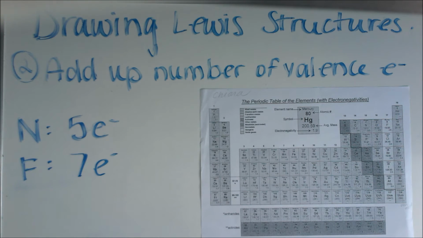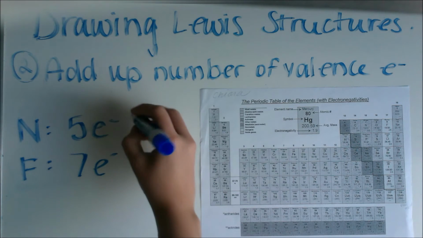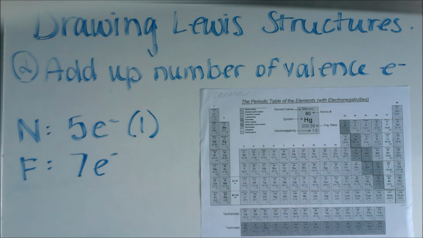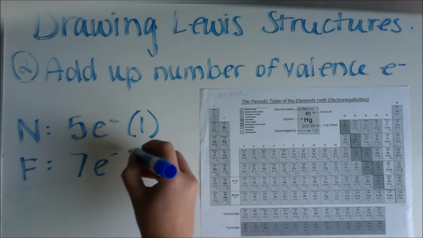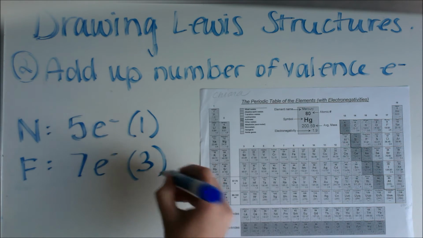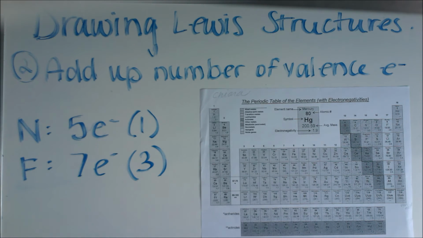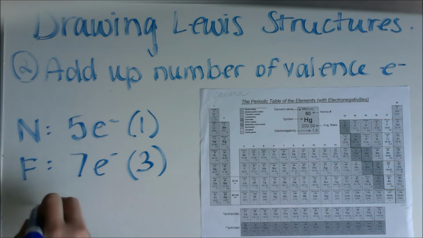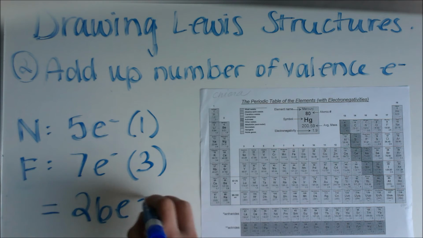In order to find the total number of valence electrons, you need to multiply the number of valence electrons by the number of atoms that are found in the compound. So NF3 only has 1 nitrogen atom, so we're going to multiply that by 1. But there are 3 fluorines found in NF3. So we're going to multiply the 7 by 3. Once we finish the multiplication and add them all up, our total is 26 valence electrons.